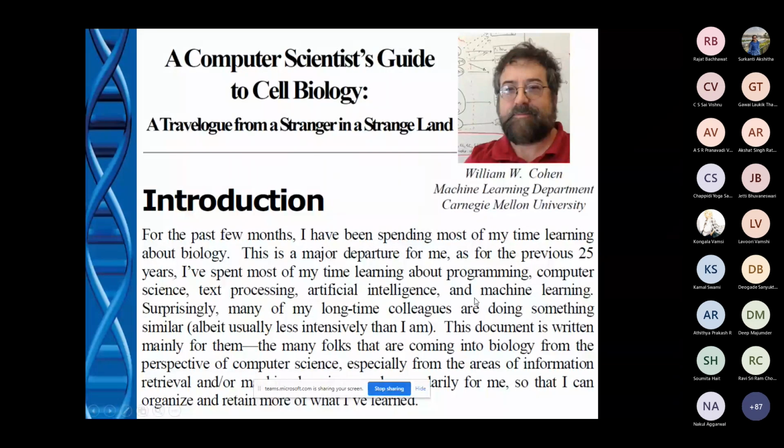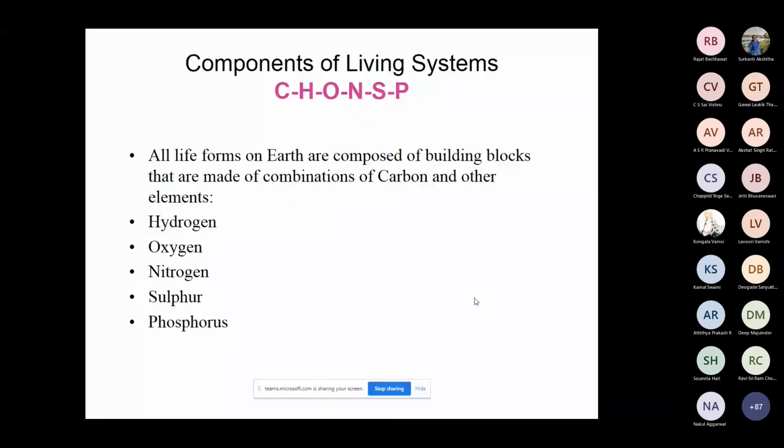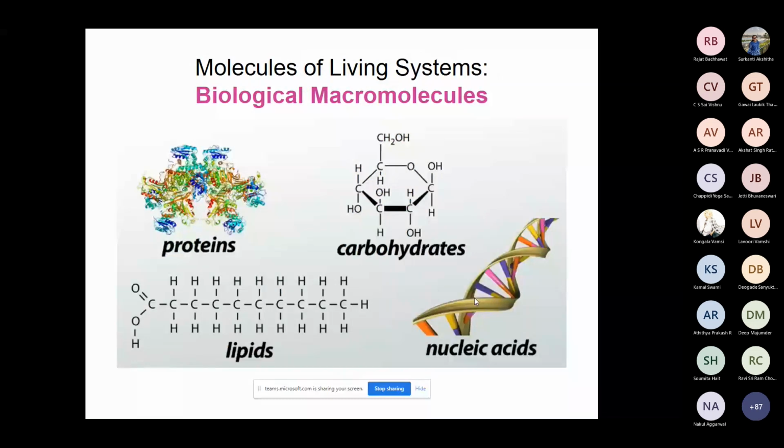So here, the components of living systems. All of you are aware that in our body we have carbon, hydrogen, oxygen, nitrogen, sulfur, and phosphorus that constitute the living system, and different types of chemical entities like DNA and protein. They have different combinations of these elements, and there are 4 major groups of biological macromolecules: proteins, carbohydrates, lipids, and nucleic acids.